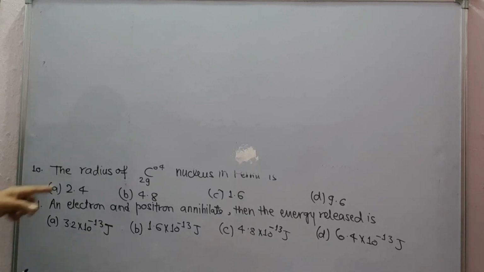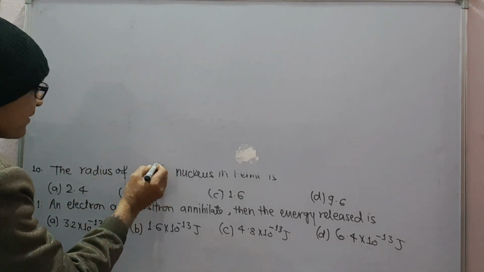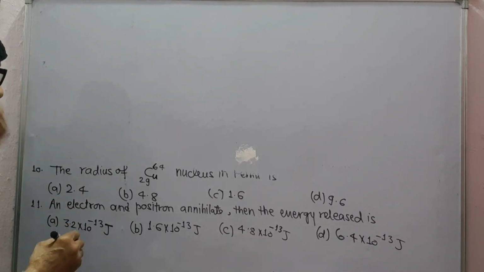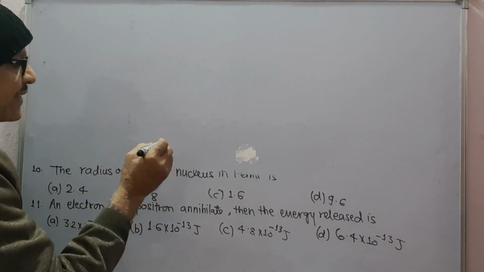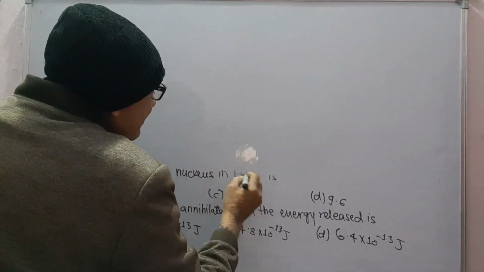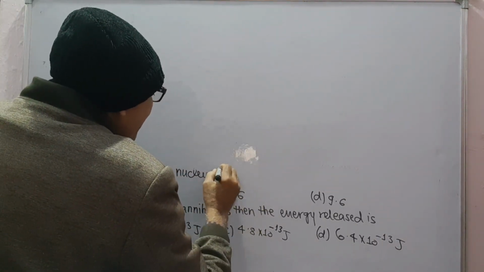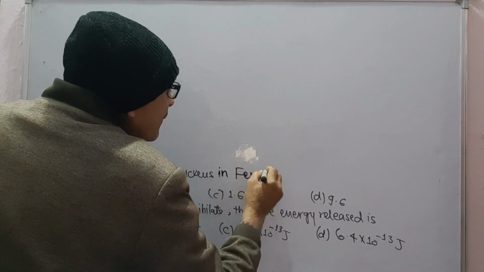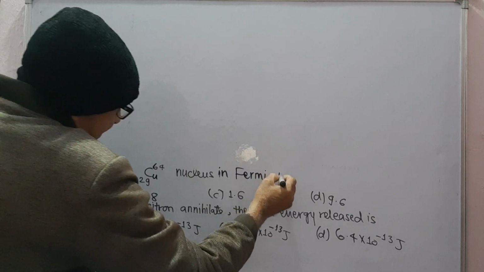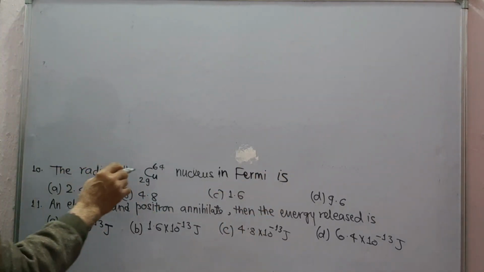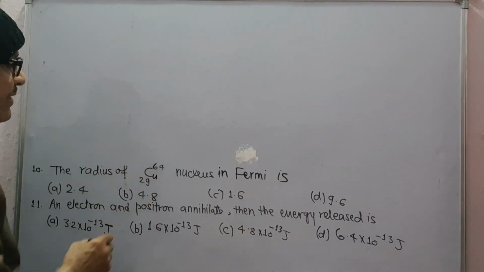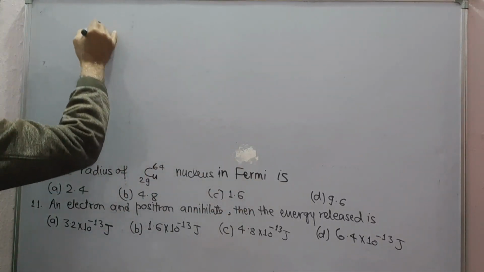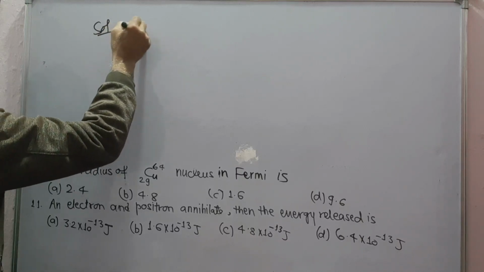Next question number 10. The radius of copper 29-64 nucleus in Fermi is, options are these. Solution to question 10.